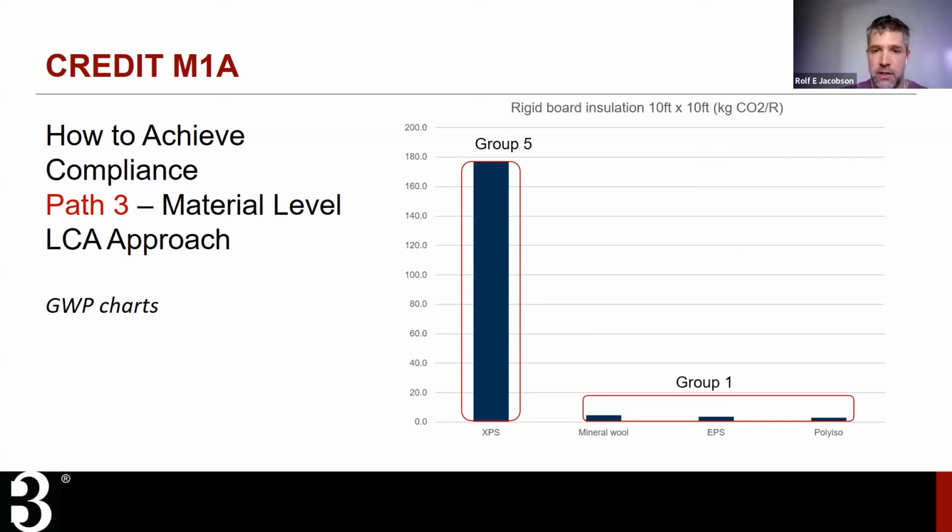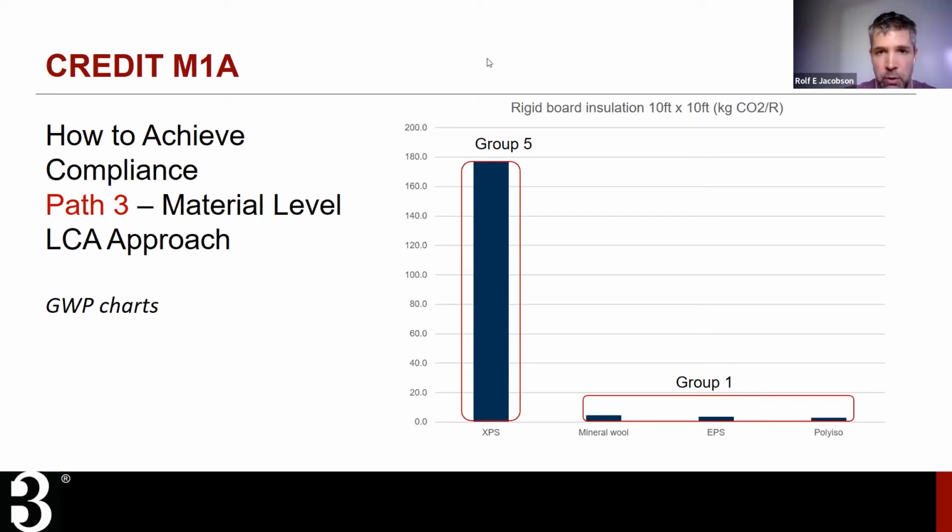When we flip over to insulation, there's one insulation type that has an outsized impact. This is the XPS. We're talking about board insulation now. XPS has been blown with a blowing agent that has very high GWP, and that's why you see that it's just head and shoulders above all the rest. EPS, mineral wool, polyiso, those are all fairly similar in terms of GWP.